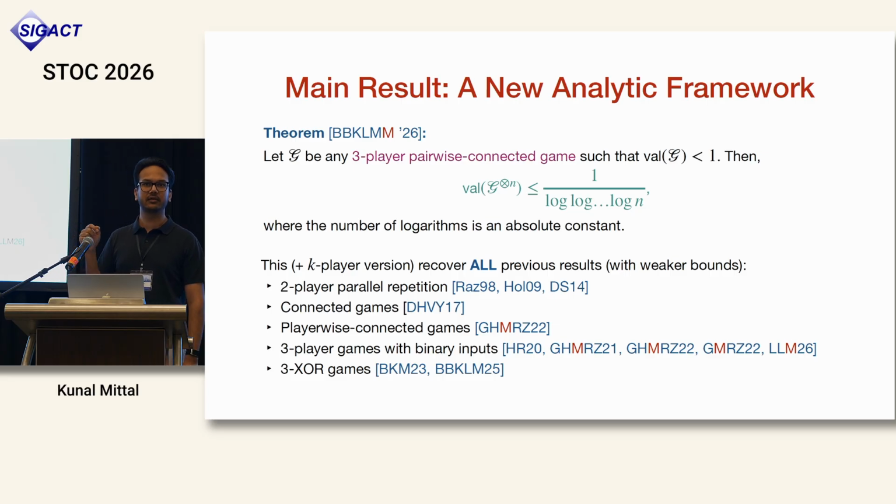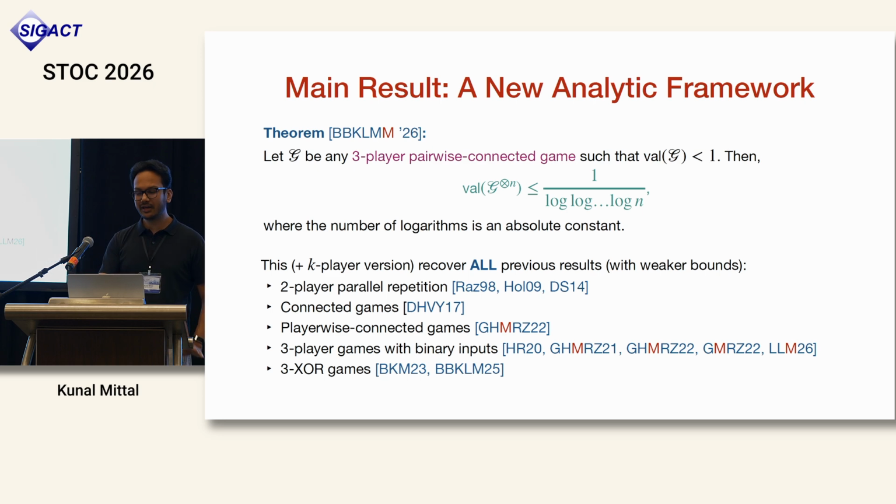So how does the value of the parallel repetition depend on the value of G? Yeah, so we just think of the value of G as some constant less than 1. We don't care how, so we just think of it as some constant. So the dependence on the value will be very bad. We don't explicitly analyze it here.